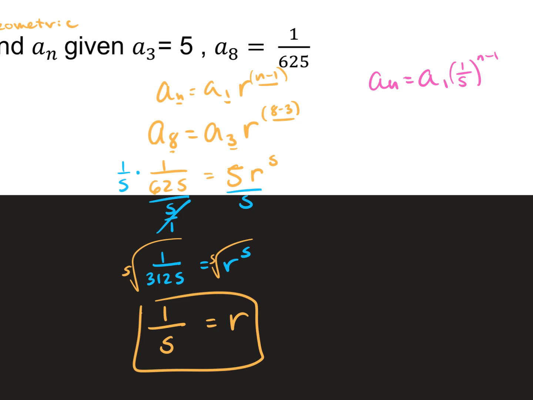All right, so I still don't know what a sub n or a sub 1 is. What could I do next? I could just use a sub 3 instead of using a sub n, because I know what a sub 3 is. So I'm plugging in 3 into the n. A sub 3 is 5, so 5 is equal to a sub 1 times 1 over 5 to the power of 3 minus 1, which is 2.